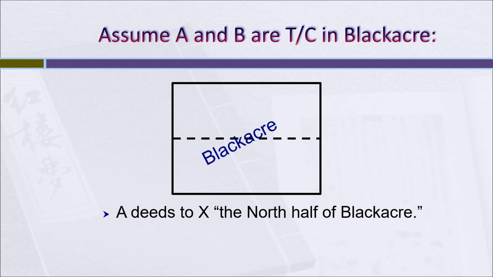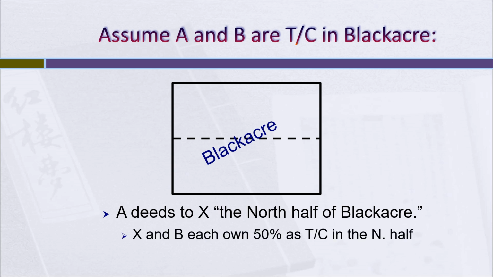Well, the answer seems confusing at first, but if you think about it carefully, it's so clear as to be absolutely obvious. The answer is that A has subdivided A's interest and given his interest in the north half to a new party. So in the north half of Blackacre, now the new owner, X, is a co-tenant, a tenant in common with B, and X and B each own 50% as tenants in common in the north half.